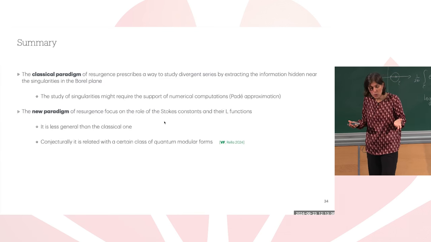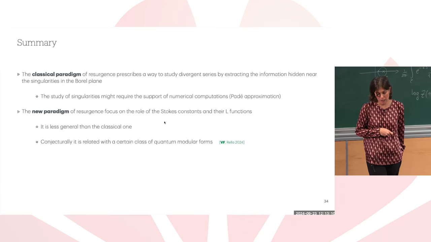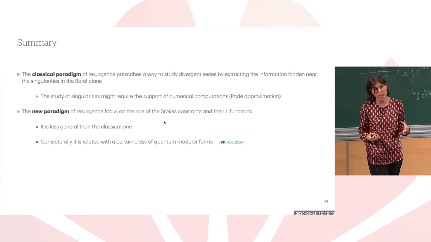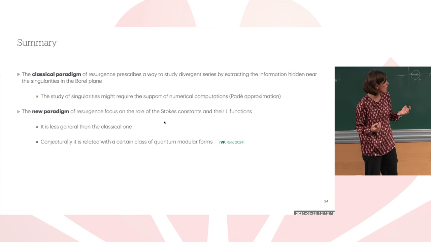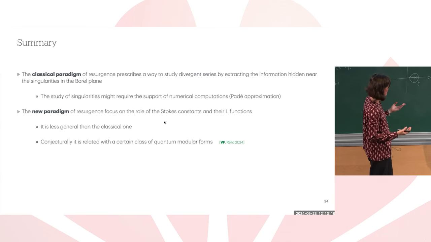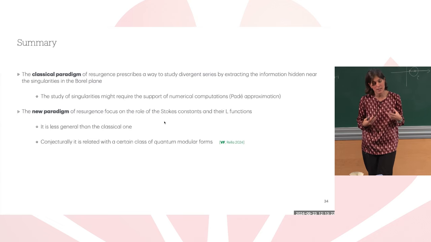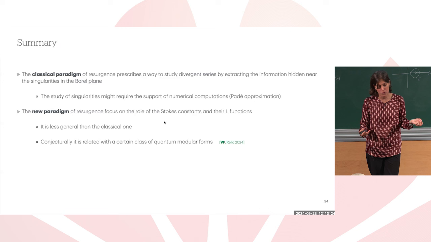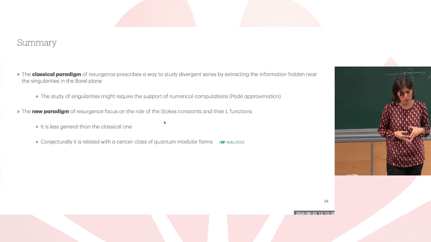Now, what is a bit new is this new proposal that we have with my collaborator. Of course, it's less general, because in the examples I showed you before, if you only have one Stokes constant or two Stokes constants, it doesn't really make sense to build an L function. So the idea that this new series appears by looking at Stokes constants for the L function is not as general as the classical paradigm of resurgence.